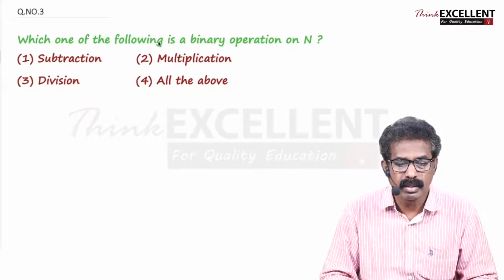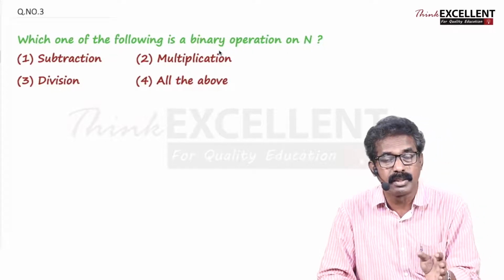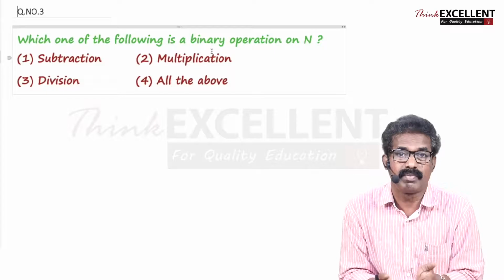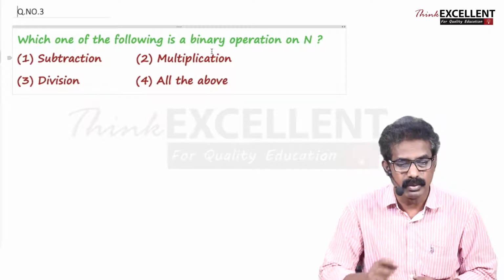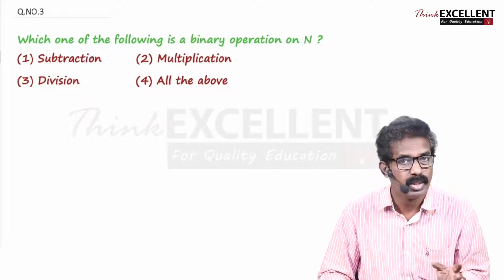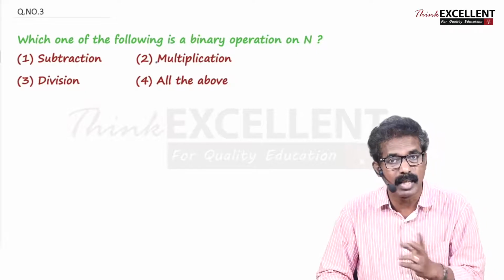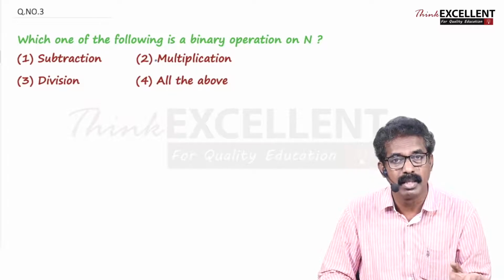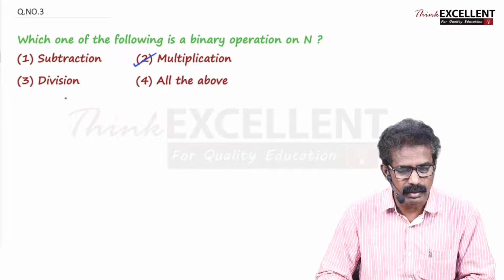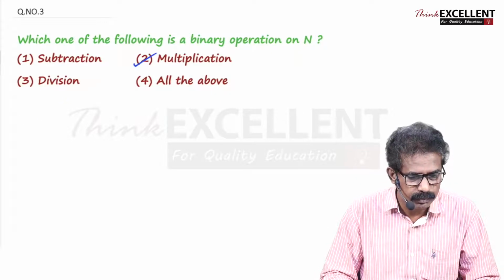Which one of the following is a binary operation on N? Take any two natural numbers, operate them. If your answer is again a natural number, you say yes, it is a binary operation. Two natural numbers you subtract, you need not get a natural number, as we just saw. Multiplication, two natural numbers you take and multiply, definitely your answer is a natural number only. So the answer is multiplication. Next, question number 4.